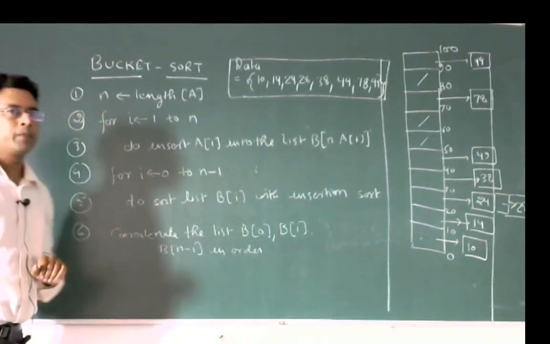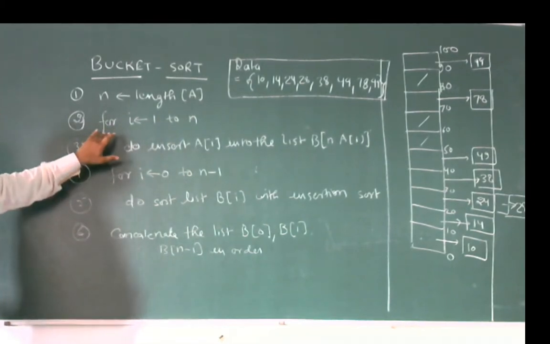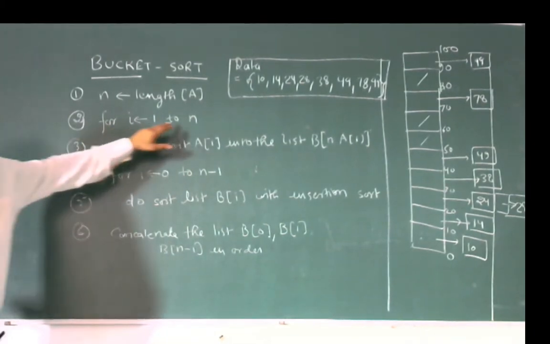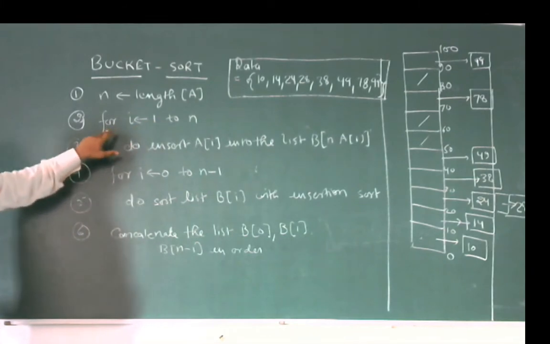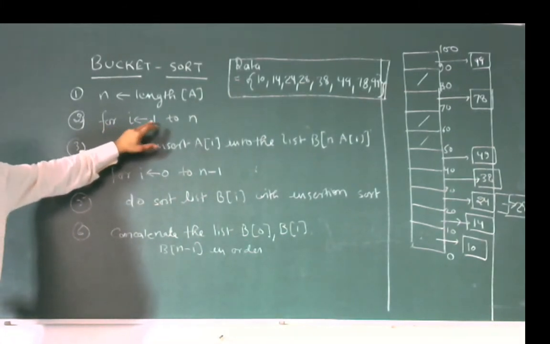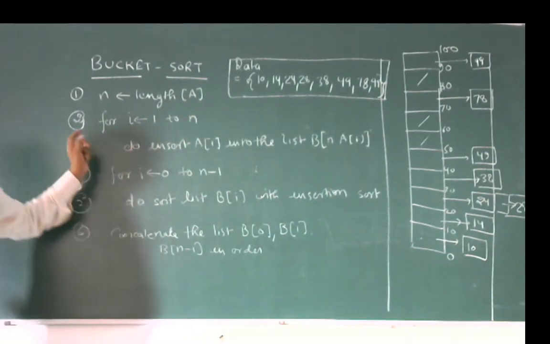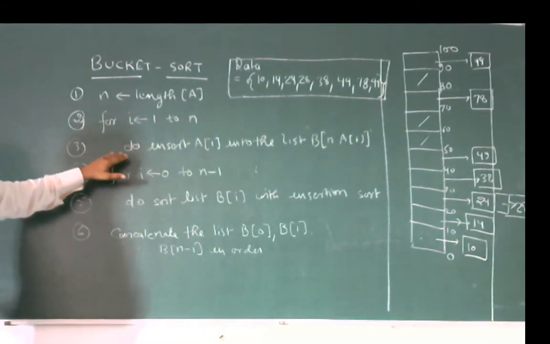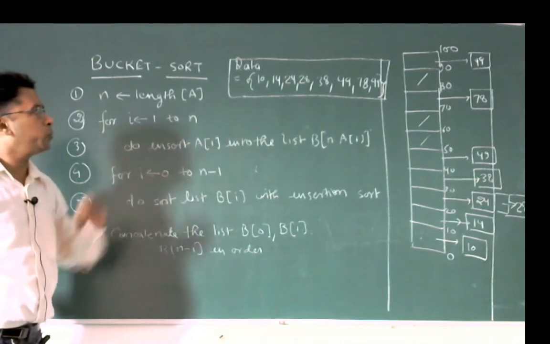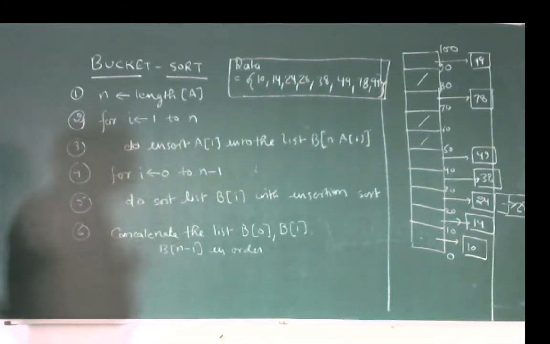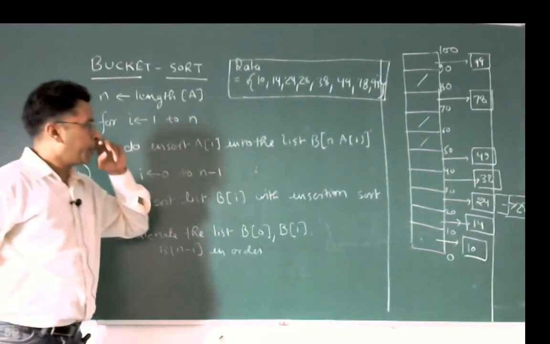of the array. We shall travel the array from left to the end of the array. N is the length of the array, and we are initializing a for loop which starts at position 1 to the length of the array. In this iteration, what we do is insert A[i] into the list B[...]. Here B is the second array.